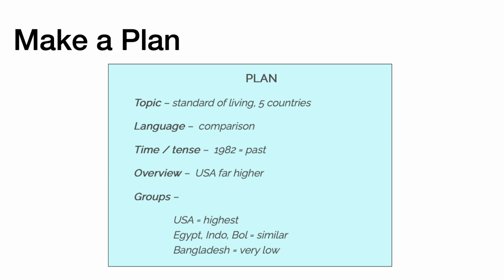So if you have time, you could make a quick plan, but this goes through the kind of things we looked at. So you identify the topic, which is standard of living in 5 countries. The language of comparison, not change. It's in 1982, so you'll be using the past. As an overview, you could say USA is far higher. For grouping the information, USA was the best quality of life. Egypt, Indonesia and Bolivia are a bit more similar in the middle, and Bangladesh was very low.